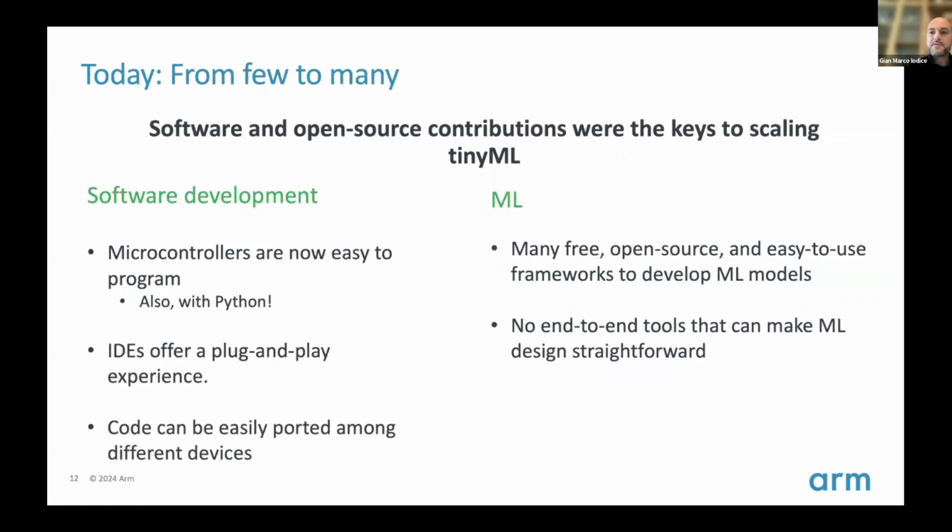So what happened from 2013 to 2023, 2024? Well, the software and ML changed and made everything very, very simple. So software development changed because now microcontrollers are very easy to program, also with Python, with the idea of a plug-and-play experience.